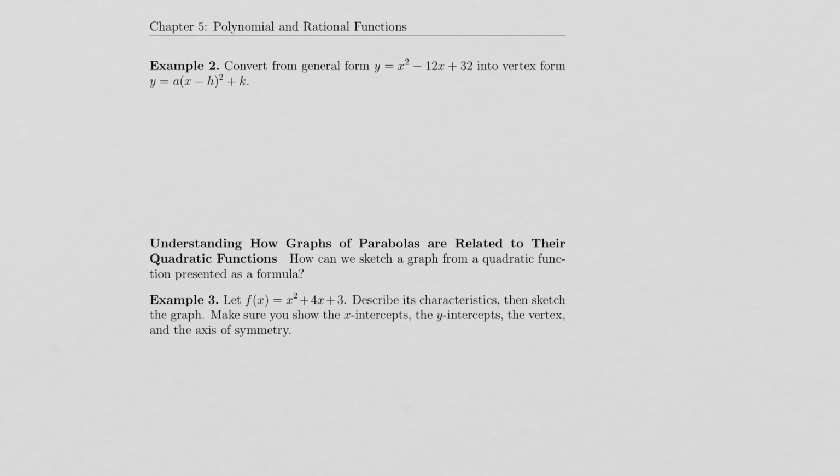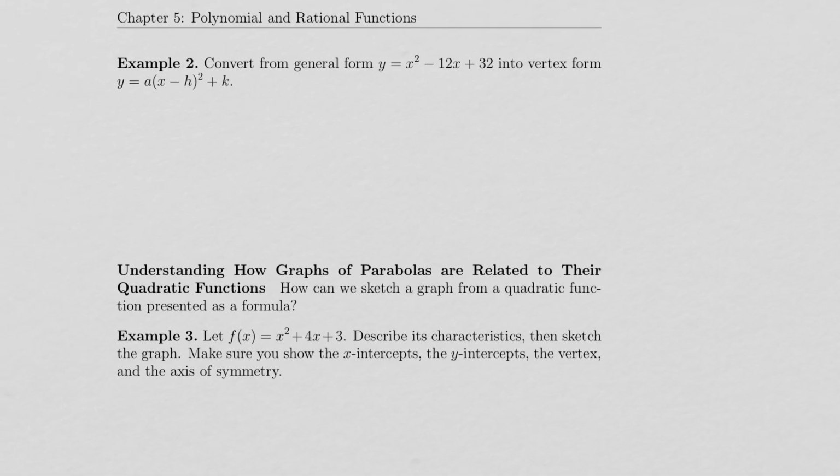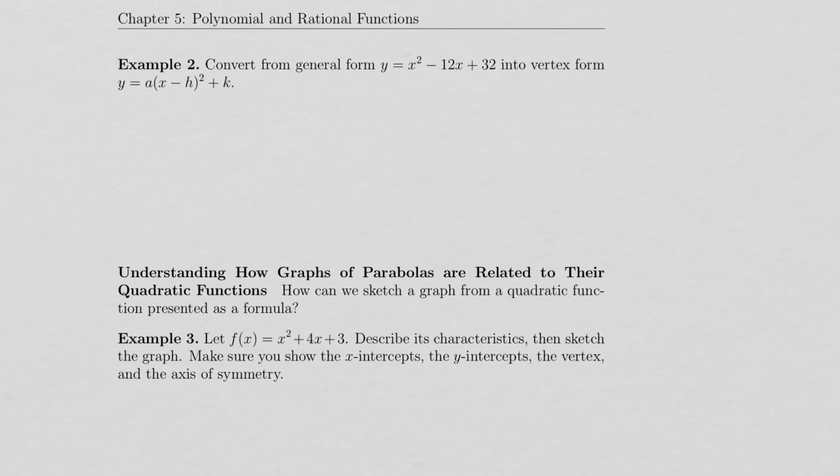Let's say I'm given a quadratic function, and it's in general form. Okay, so x squared minus 12x plus 32. And I want to convert that into vertex form, right? So first of all, what are a, b, and c in this case? Well, a is 1, right? A is the coefficient of the x squared term, so a is 1. B is negative 12, and c is positive 32.